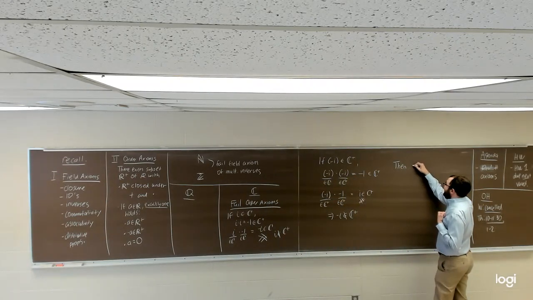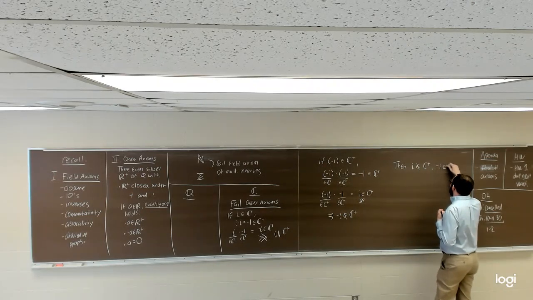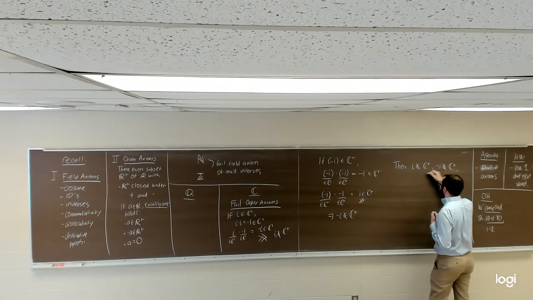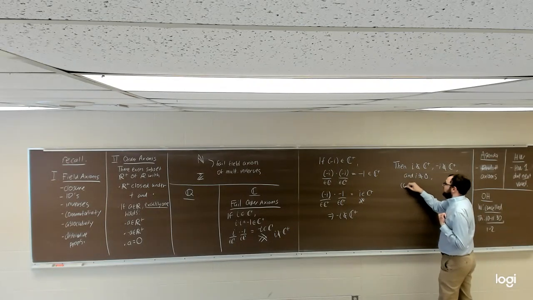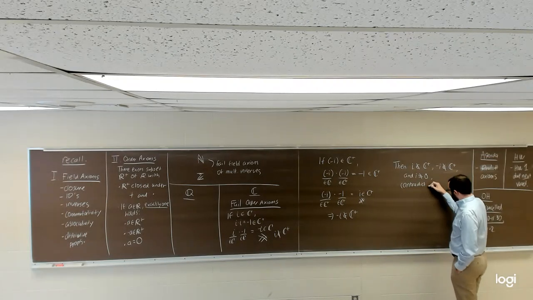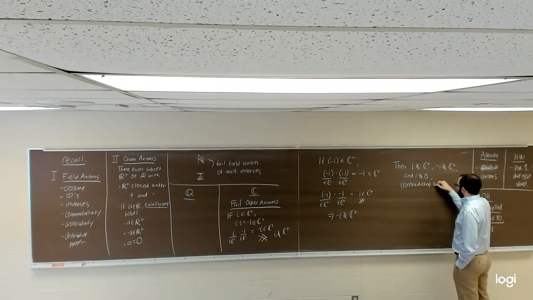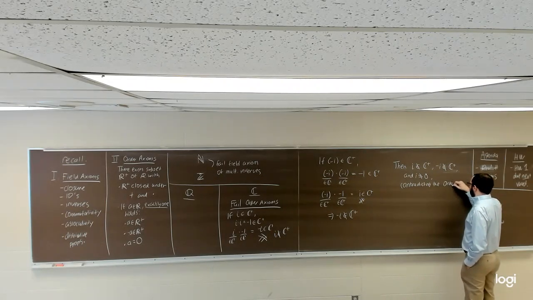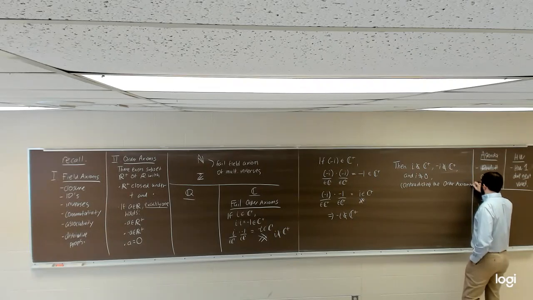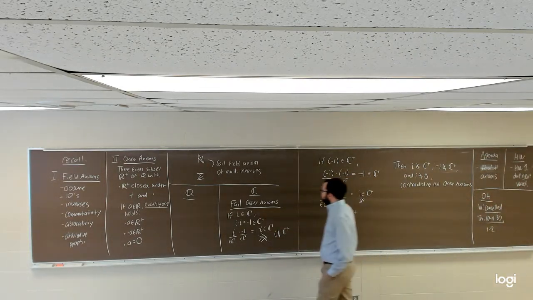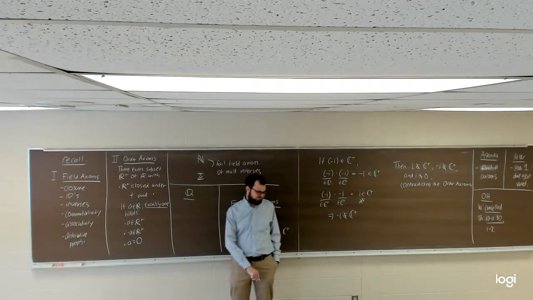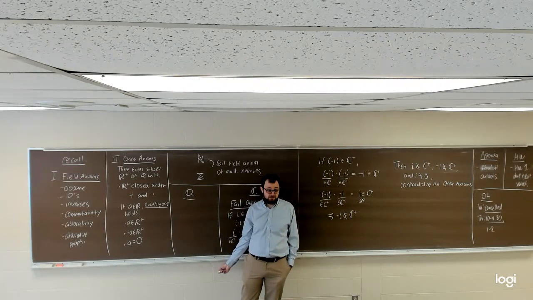Then we get that i is not a positive complex number. Negative i is also not a positive complex number. And i is also non-zero, which will ultimately contradict the order axioms. So, complex numbers are out. They can't satisfy the same axioms as the rest.